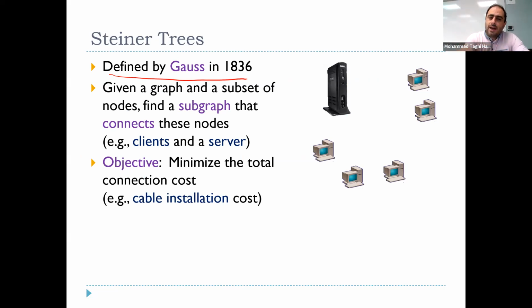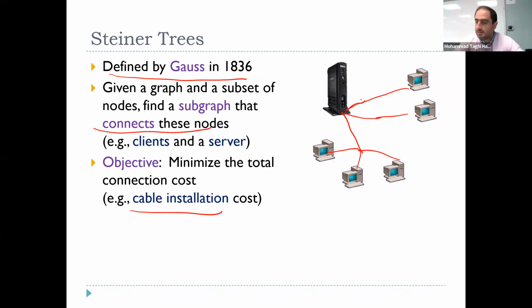So you are given a graph and a subset of the nodes, and you want to find a subgraph that connects these nodes. So these are like client and the server, and you want to essentially connect them, and you want to minimize the total connection cost. The total connection cost in this case would be the cable installation cost. For example, you want to connect from here, maybe this guy directly to here, but maybe these guys you can just connect to here and then connect it. And you want to minimize the total installation cost.